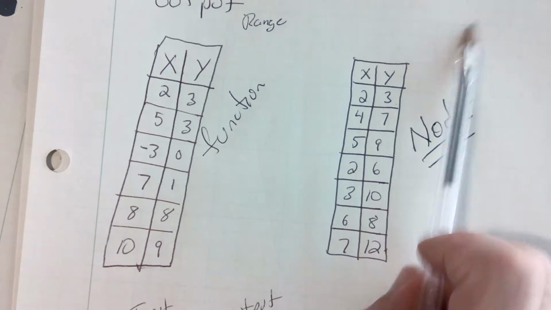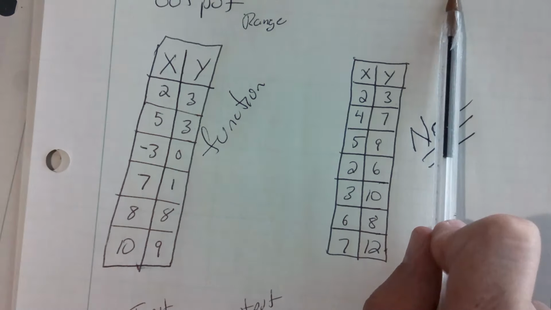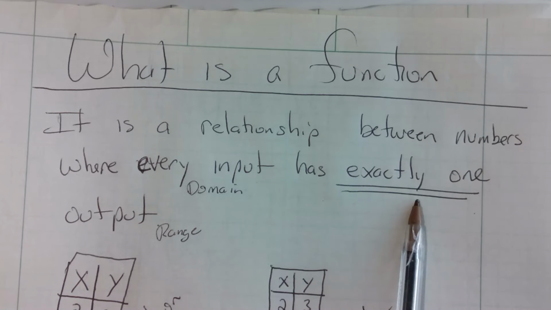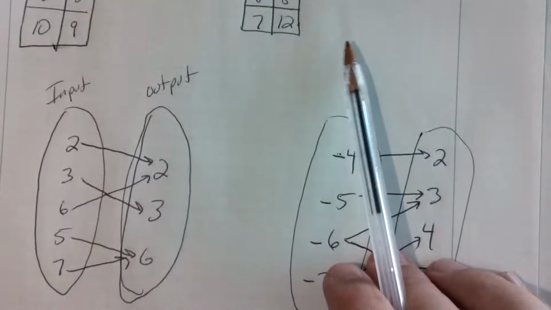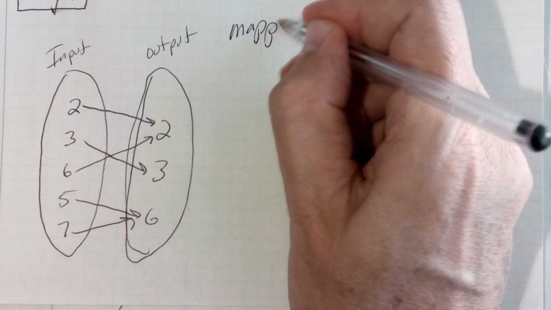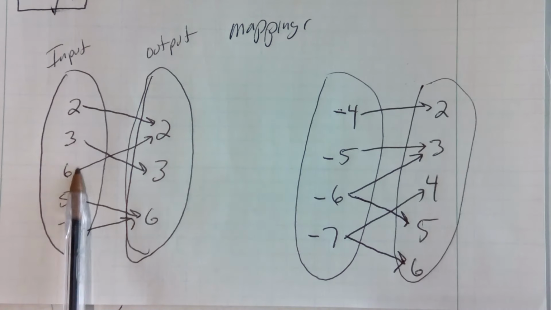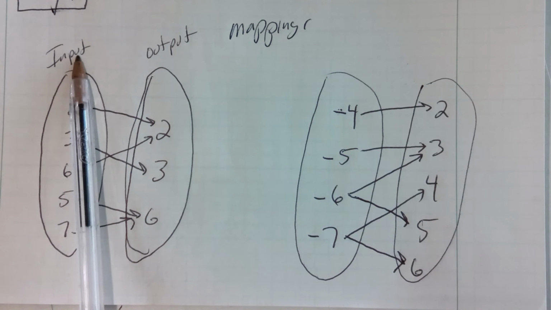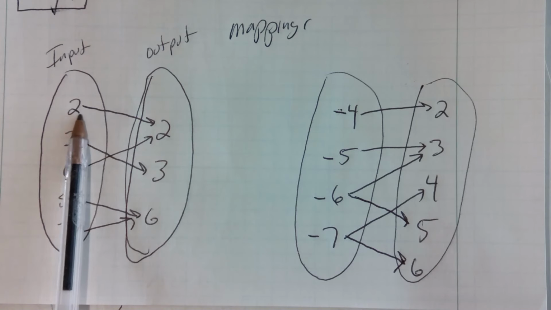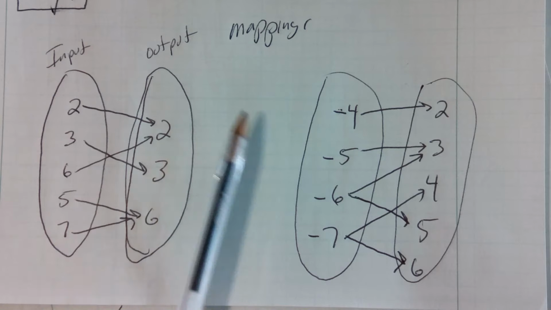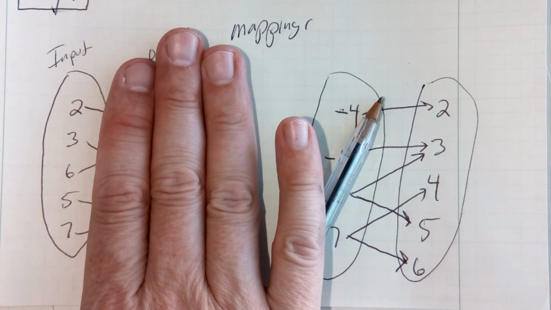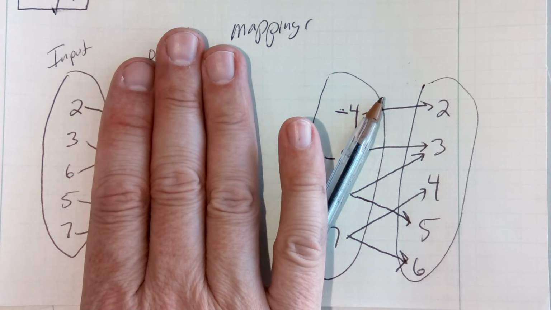And again, it all comes down to that every input, whoops, you can't see where I'm pointing, that every input has exactly one output. A lot of times you'll see functions represented as mappings. These are mappings. And the first oval contains our input values. The second oval contains our output values. And this input value of 2 goes to only one output value. Again, what I do is I like to cover up the output and just ask myself, how many lines are leading away from each input?